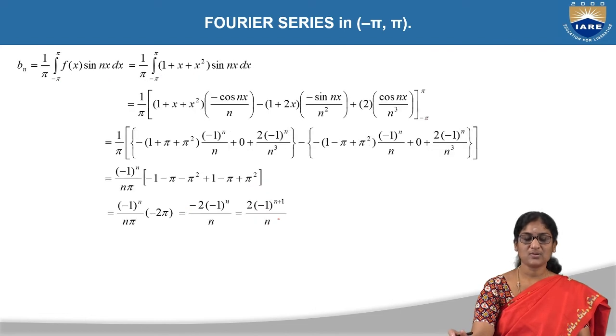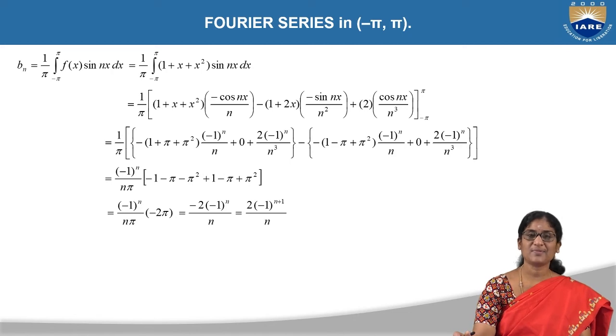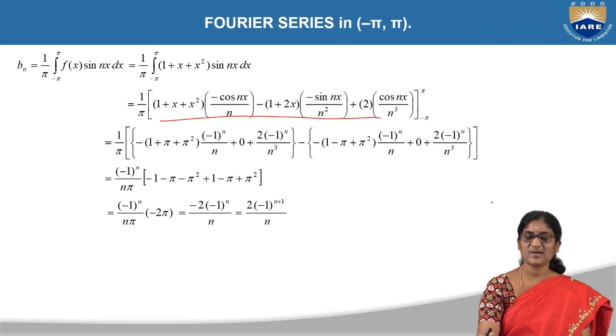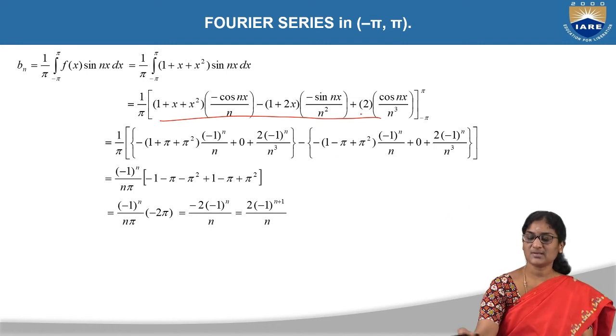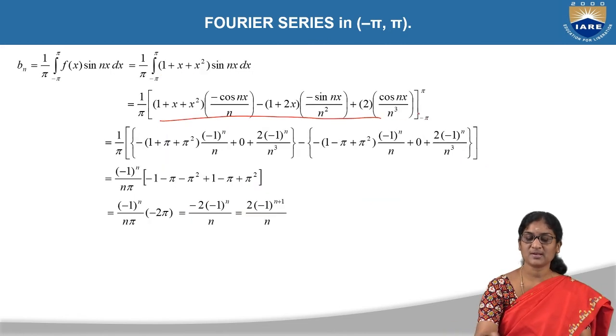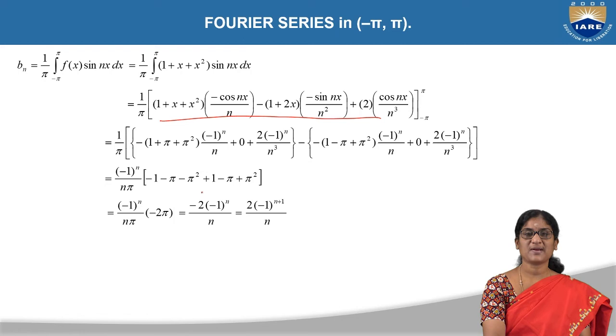And let's work out the third Fourier coefficient. The third Fourier coefficient is bn. bn is nothing but 1 by pi integral minus pi to pi f of x sin nx dx. Instead of cos, here we have sin nx dx. f of x is equal to 1 plus x square. The finding of the integral is the same, but after substituting the values it may differ. So here I'm using integration by parts, that is integral of f into g. And after substituting the limits, we are going to get minus 1 whole to the power of n by n pi, minus 1 minus pi square, plus 1 minus pi square.